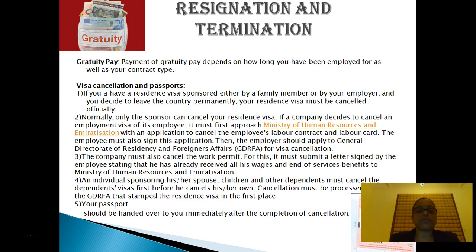An individual sponsoring his or her spouse, children and dependents must cancel the dependent's visa first before he or she cancels his or her own. Cancellation must be processed through the GDRFA that stamped the resident visa in the first place. Your passport should be handed over to you immediately after the completion of cancellation.